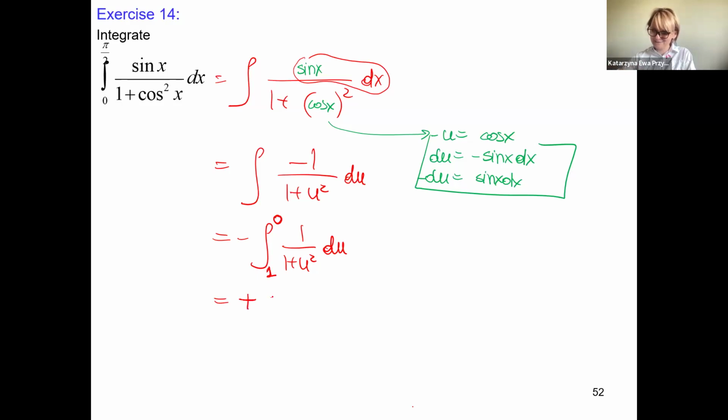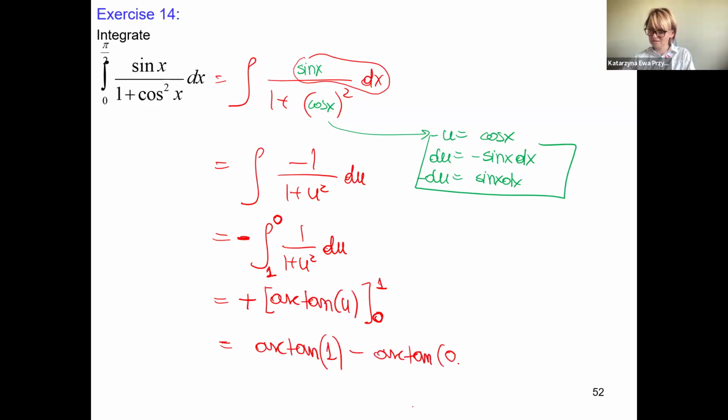Then I can switch, arctangent of u from 0 to 1, because when you're switching, then the opposite. Okay, just arctangent of 1 minus arctangent at 0. What is arctangent at 1? Tangent for what angle is 1?